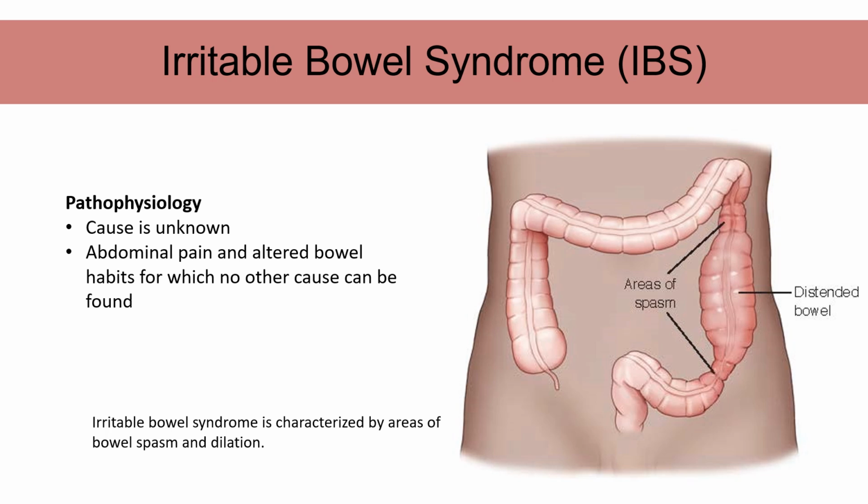Okay, so Irritable Bowel Syndrome. Whenever you hear the word syndrome, that's usually a group of signs and symptoms that, when together, we call it something. So it's not always a definitive diagnosis, it's a syndrome. So the pathology of this is unknown, and what it is is abdominal pain and altered bowel habits for which no other cause can be found. So pretty much you have some kind of GI issue, but they can't really find out what's causing it.